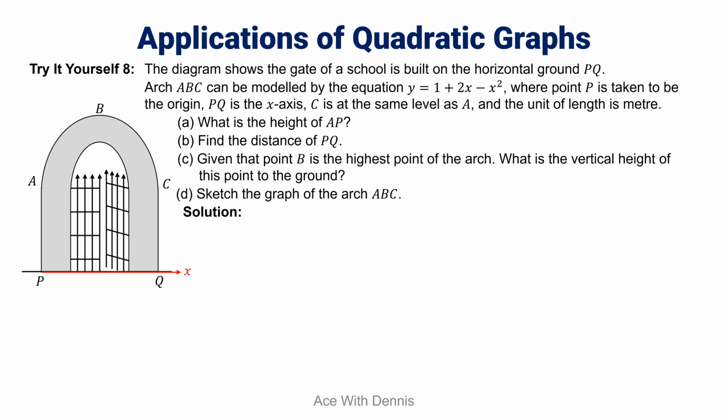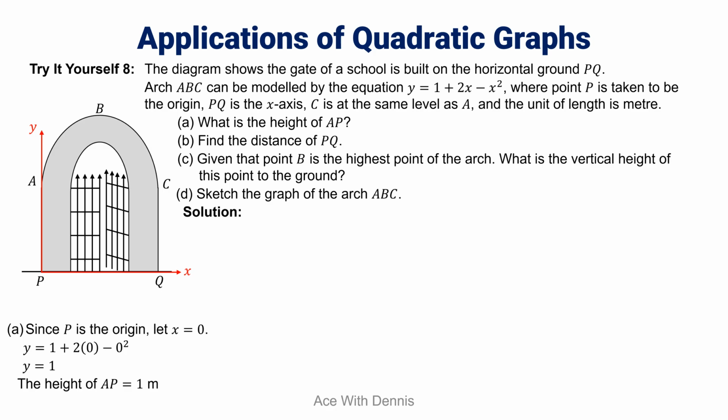Alright, so here's the solution. Given that PQ is the x-axis, we can draw the x-axis at PQ, and point P is the origin, so the y-axis will be somewhere here. Then we can look at the question, the height of AP. Since P is the origin, we let x equal 0. The equation becomes y equals 1 plus 2(0) minus 0 squared, which is 1. Hence, the height of AP equals 1 meter.